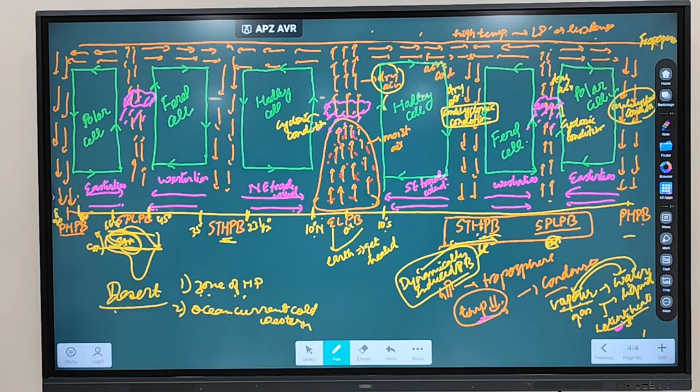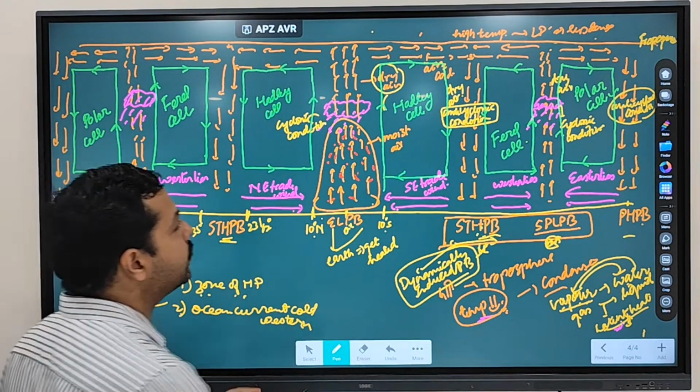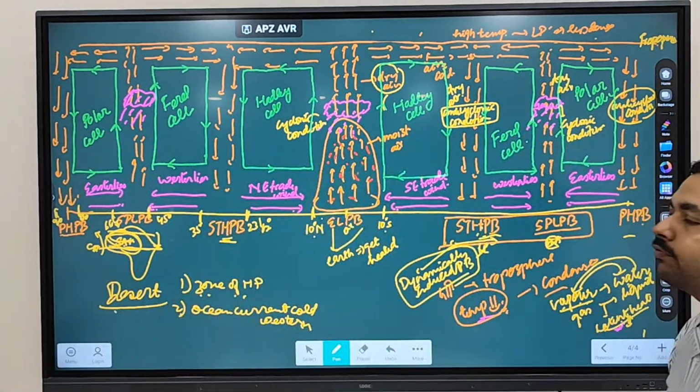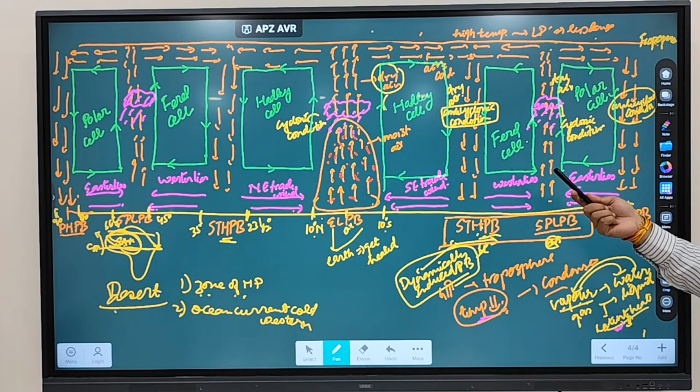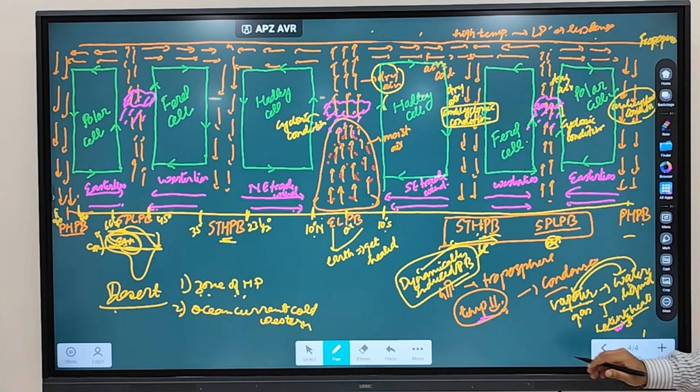Any doubt regarding this one? So that's why you will find the presence of cells. There are 4 cells we are going to study in climatology. The 3 cells are Hadley cell, Ferrel cell, and polar cell. And there is another cell which is referred to as a Walker cell. We'll discuss it later. So Hadley cell, Ferrel cell, and polar cell.